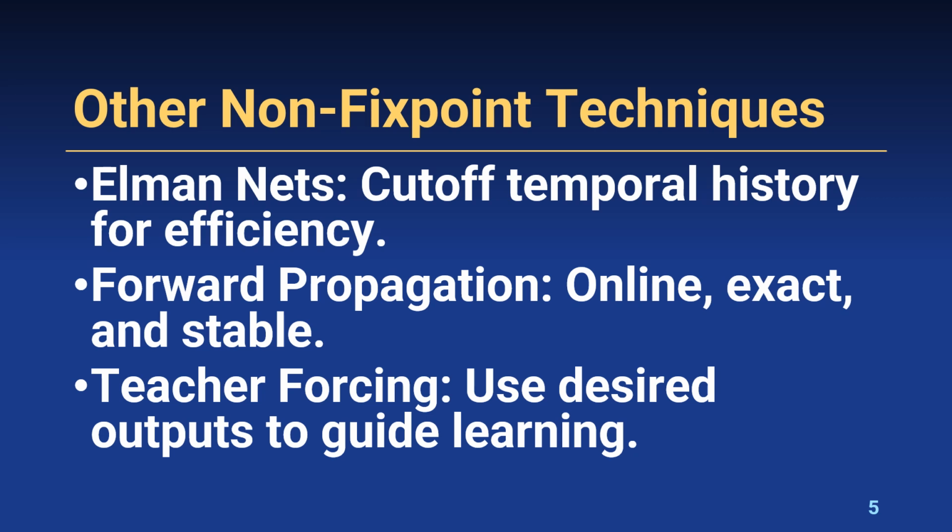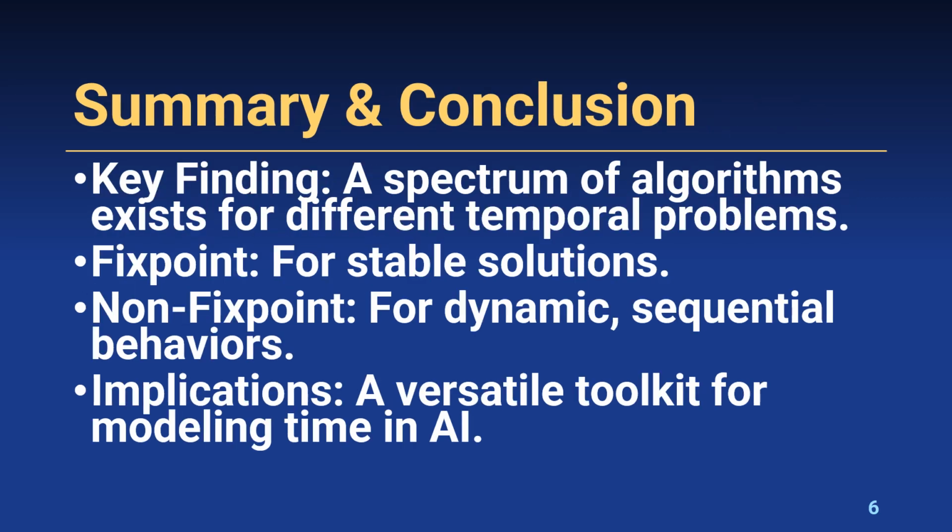Another is forward propagation, an online learning method that computes the gradient by running a set of auxiliary equations forward in time alongside the main network. This avoids the need to store the network's entire history, making it suitable for continuous, online learning, though it is computationally more expensive. Finally, we have teacher forcing, a technique where the correct output values are jammed into the network during training, a method that can dramatically speed up learning by keeping the network on the right track.